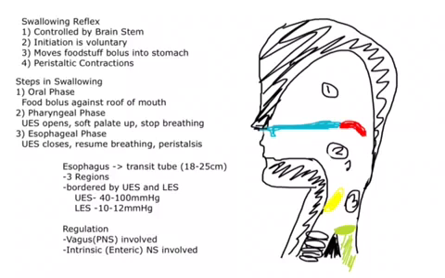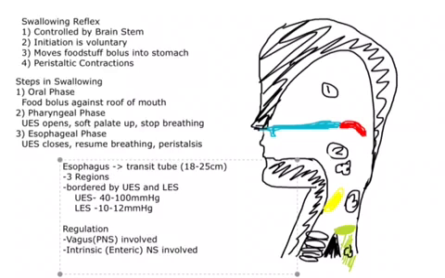So now our food bolus that was here during this whole time we were talking about swallowing is now in our esophagus. And our esophagus is basically a transit tube from our mouth to our stomach. It's about 18 to 25 centimeters. We have 3 regions in the esophagus.